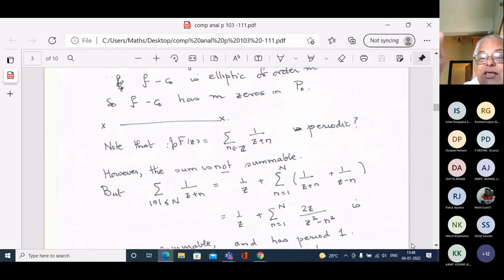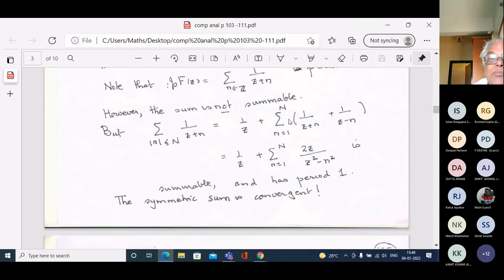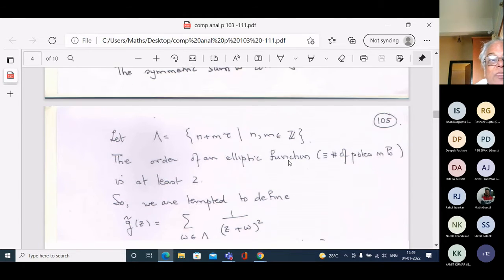Or I can also say it's the same thing as subtracting 1 by n. I should have said that. This is the same as saying the sum of 1 over z plus n minus 1 by n. Anyway, this is a particular way of taking the sum. Here it's a symmetric sum, and you get that the symmetric sum is convergent.